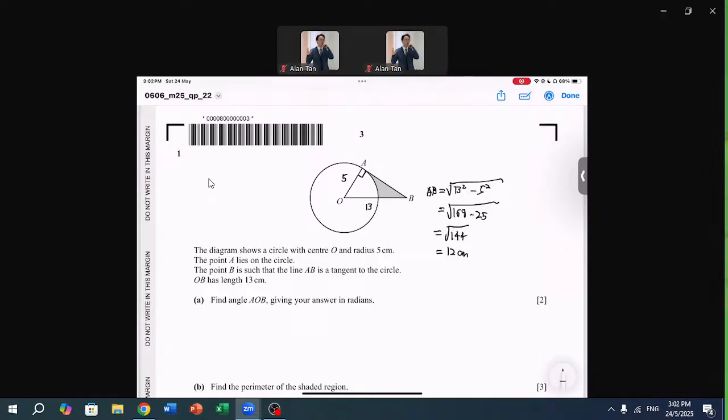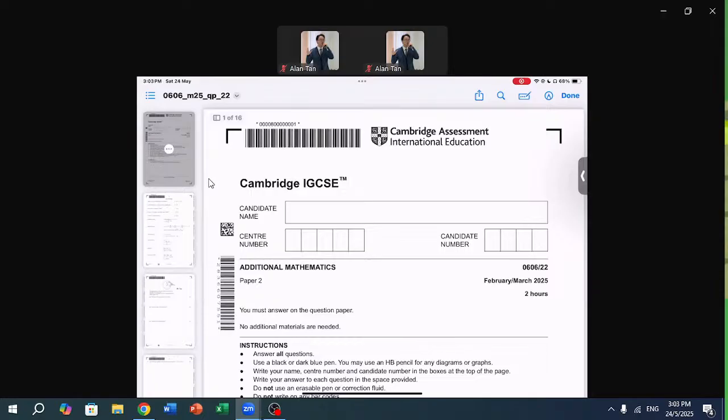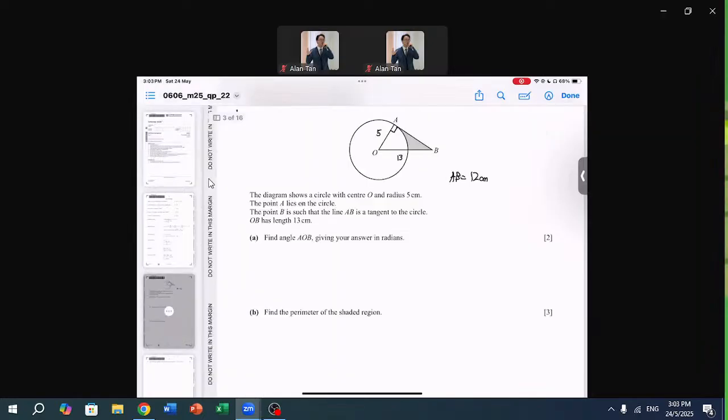Now to calculate angle AOB, it's going to be very easy. This is the hypotenuse, this is the adjacent. So the best one would be cos AOB equals 5 over 13. AOB is cos inverse of 5 over 13, and that gives me, oh, whoops, okay.